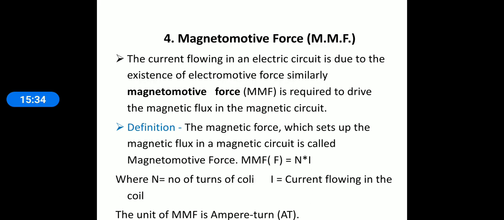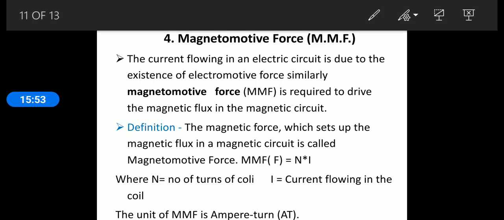MMF equals N into I. N is the number of turns of the coil, I is the current flowing in the coil, and the unit of MMF is ampere turn, represented by AT.